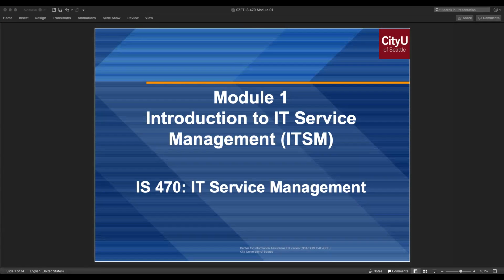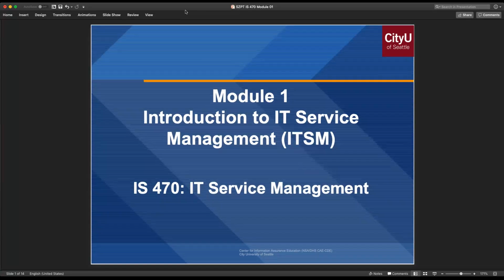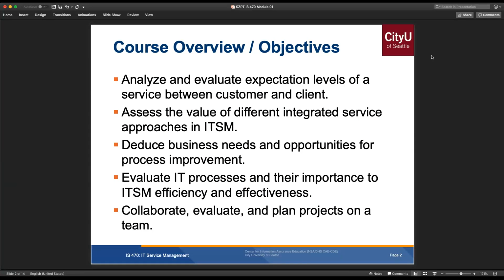So we did start from the textbook, and because of that, we'll just do some of the summary and additional content from the slides. This is module 1, and we did talk a lot about the expectations between customer and client. Both of them should get value from one another.